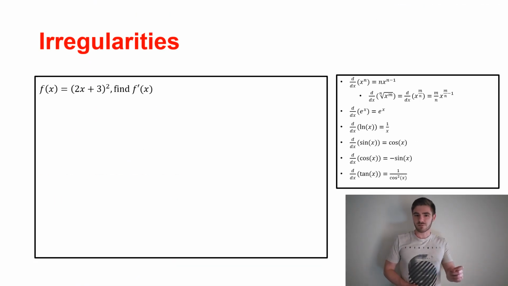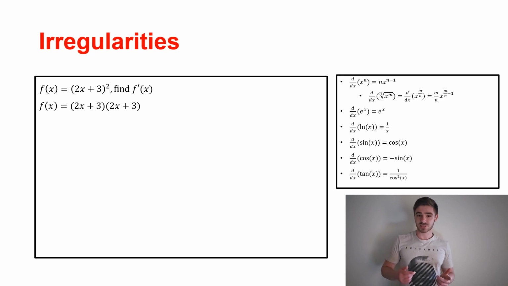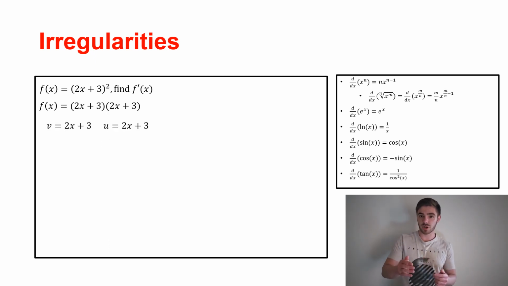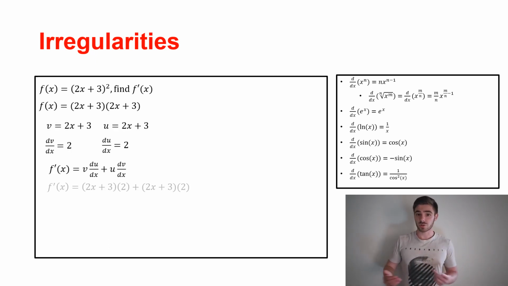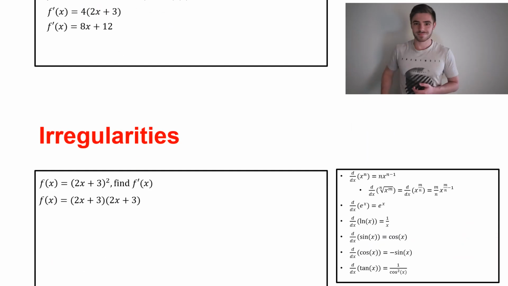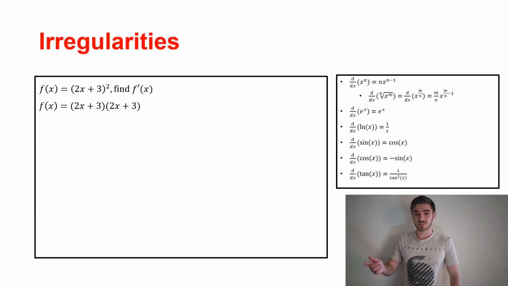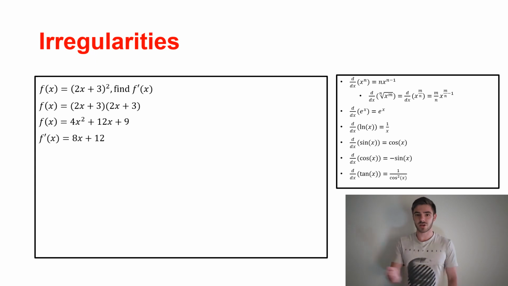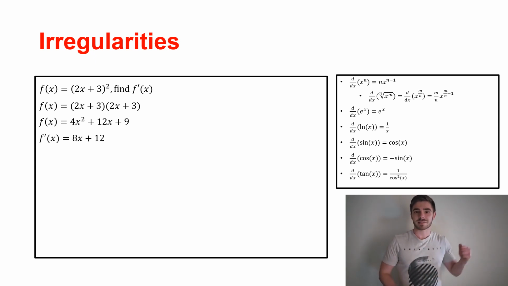Alternatively, you can rewrite f of x as a product of two terms, since it's just 2x plus 3 multiplied by 2x plus 3. And sure enough, you'll get the exact same result. And lastly, we could expand the brackets entirely and just solve the derivative of the entire polynomial one term at a time. And sure enough, get yet again the same answer.